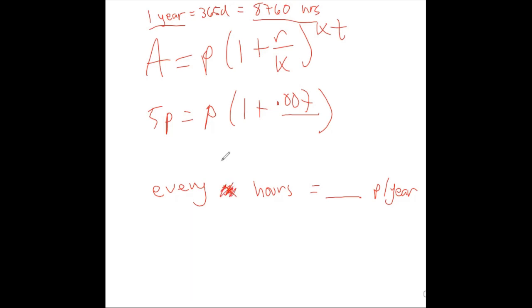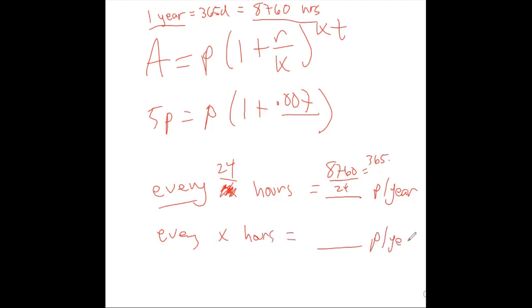Now down here, let's say that something happened every 24 hours. Then over here, you'd go 8760 divided by 24, and the calculator would say 365. And I believe that. If something happens every 24 hours, then it happens 365 times per year. Now, what if something happens every X hours? How many times does it happen per year?